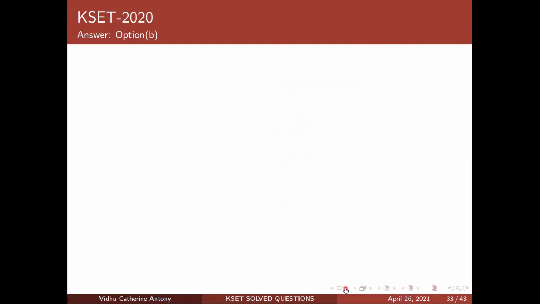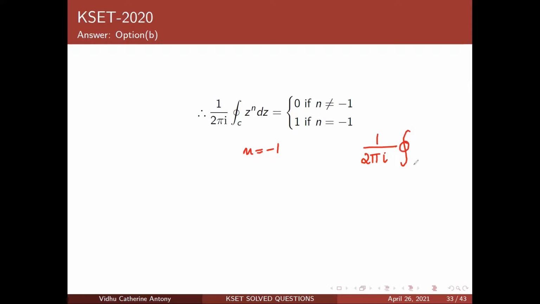Okay. So now we found out that 1 divided by 2 pi i integral over C of z power n dz is equal to 0 if n is not equal to minus 1, and 1 if n is equal to minus 1. So let's just write this n equal to minus 1 in a very lucid form. You have 1 divided by 2 pi i integral over C of 1 by z dz is equal to 1. Or you can write integral over C of dz divided by z is equal to 2 pi i.